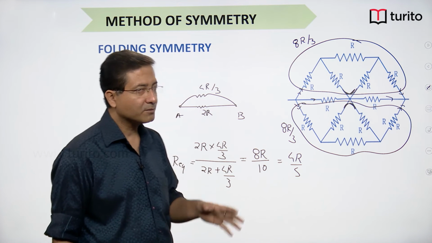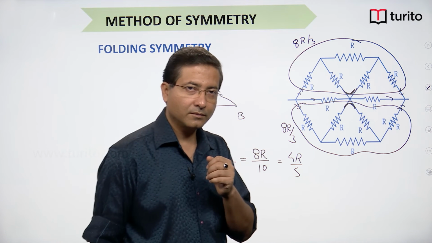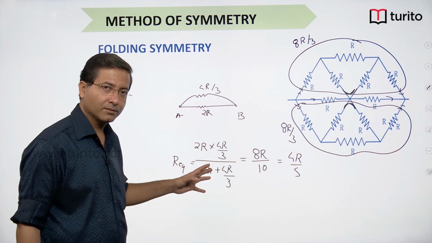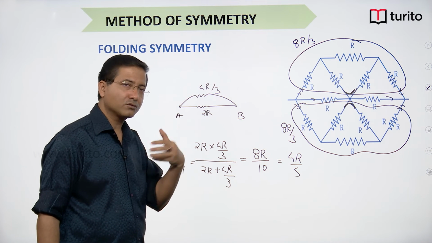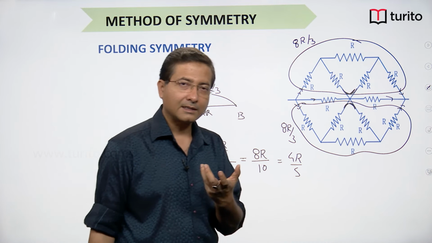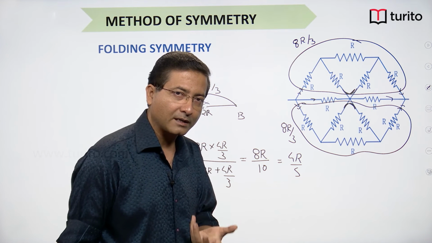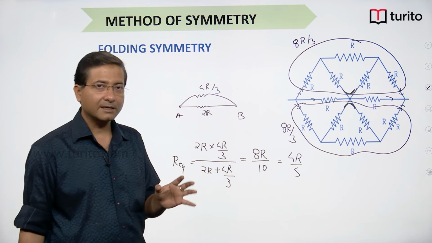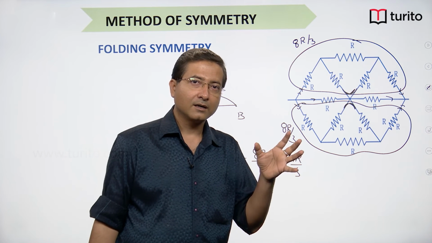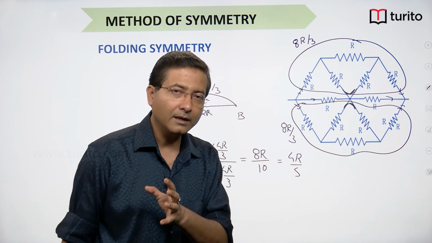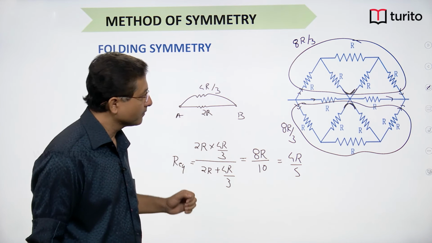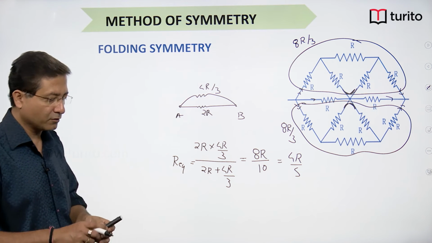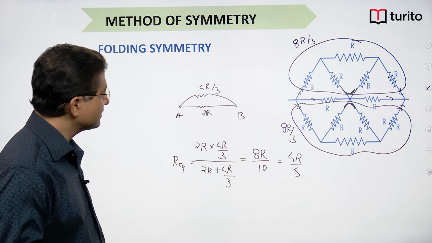So by which method it will become simple, that depends on the problem, right. So which method to use for a problem will come from practice. The more practice you have, by seeing the circuit only you will be able to decide that this particular circuit can be easily solved by the input output symmetry or by folding symmetry, okay. So we will discuss more problems on this input output and folding symmetry. Let us see another one.